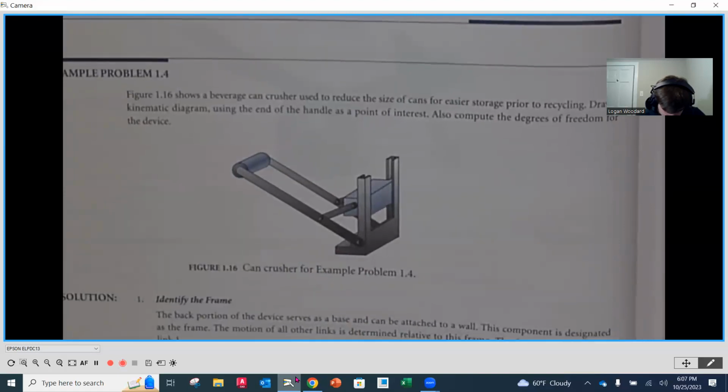So not necessarily. And again, we don't have dimensions, so we're just going to draw this to represent it. There is a point of interest. You probably would be interested in the end of that handle though, right? Yeah.